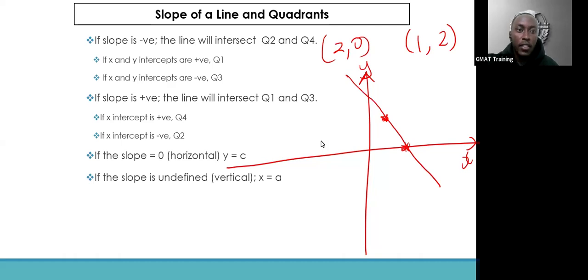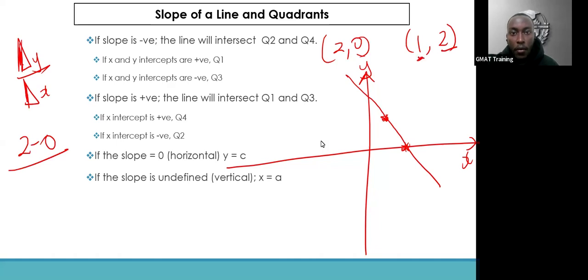And how do we do that? Let's find the actual slope of this line. The actual slope of this line is a change in y all over change in x. Check. 2 minus 0 all over 1 minus 2. 2 all over negative 1. This gives us negative 2. So the gradient is negative.